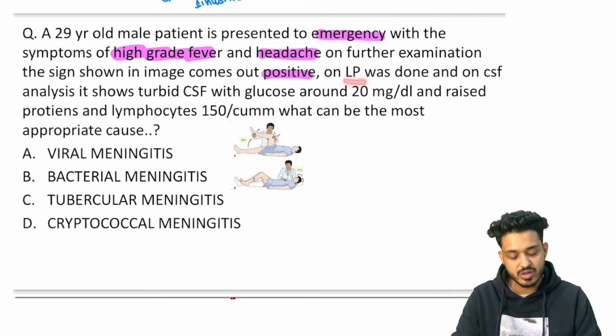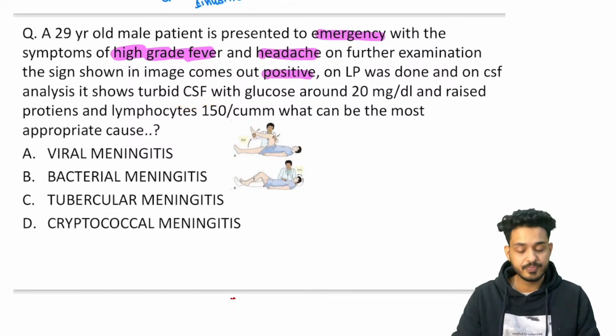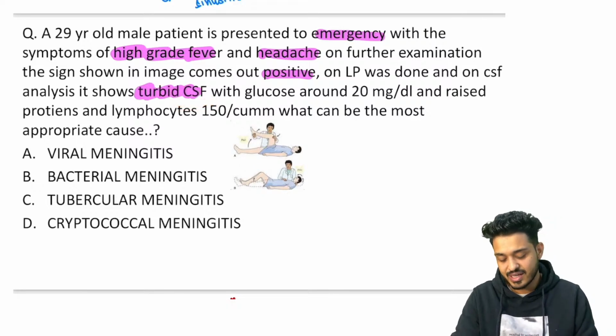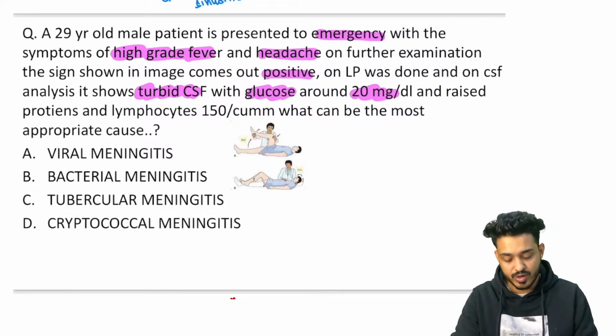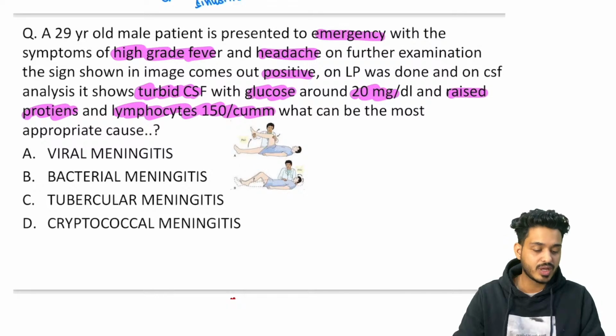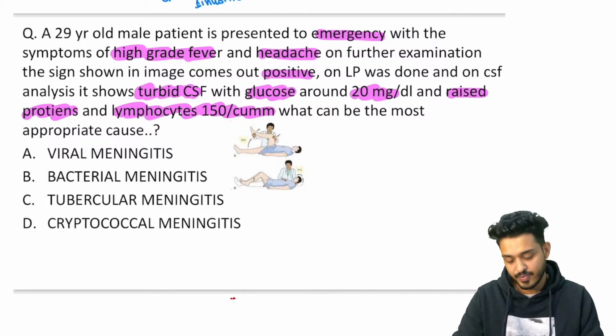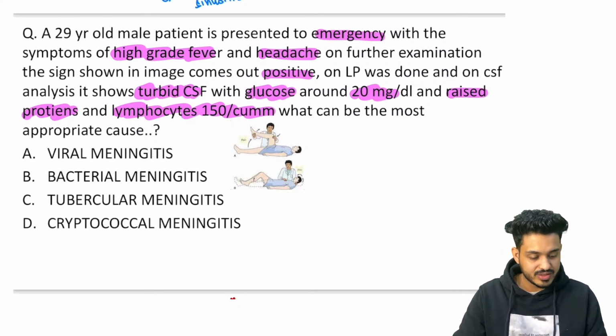On lumbar puncture, the lumbar puncture was done, and on CSF analysis it shows turbid CSF. What is the CSF that we are having? Turbid CSF with glucose around 20, raised proteins, and lymphocytes around 150 per cubic mm, right? What can be the most appropriate diagnosis in this particular case? First of all, try to tell me what is your diagnosis here. Everyone is answering tubercular, right?